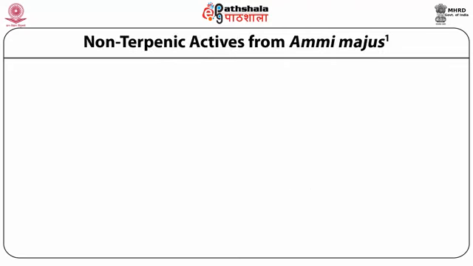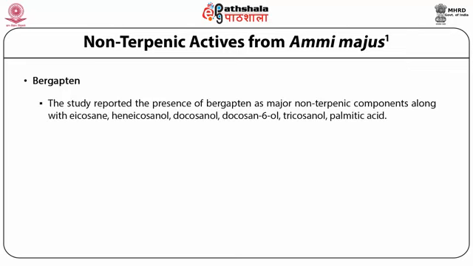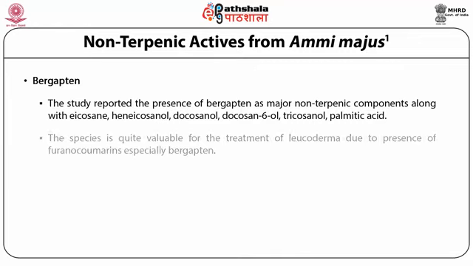This is an example where a non-terpenic active compound in MMHs has been isolated and determined on the basis of GCMS. So this study reports the presence of bergaptan as a major non-terpenic component along with icosane, N-icosanol, docasanol. So this constituent is a furanocoumarin and is especially useful against leukoderma. So its presence in MMHs rightly justifies its use against leukoderma.